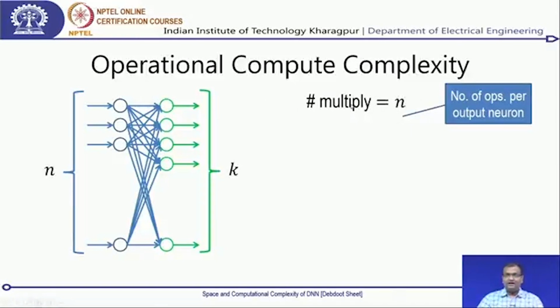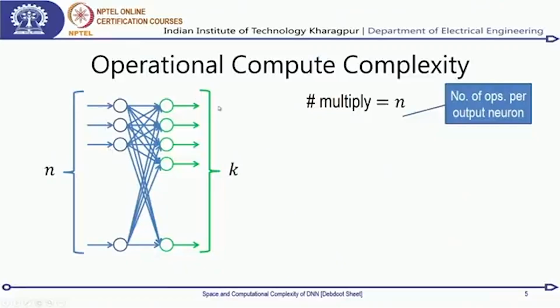Now, I need to add all these multiplied resultant elements. So, I have n and then I add all of these together. The moment I add all of these together, what I would typically get is another n element long array. Now, in order to add all elements in a pairwise format on an n element array, I will have to do n minus 1 addition operations.